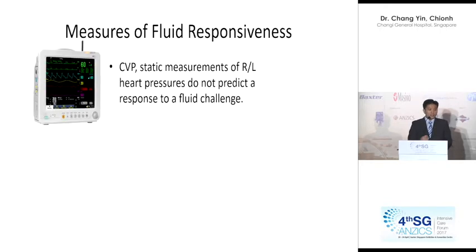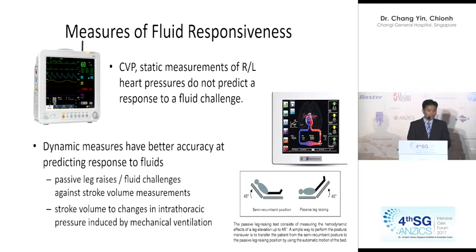But there are some other ways that we have always tried to make it less subjective, try to make it more objective. But it so turns out that all the static measurements of CVP, of the right and left heart pressures actually do not predict any response to fluid challenges. So in the literature, what actually correlates better to a subsequent response to a fluid challenge or actual infusion of the fluids will be dynamic measures. And what is recommended in the Surviving Sepsis guidelines and has the best body of evidence would actually be the actual fluid challenge in itself or a passive leg raise.